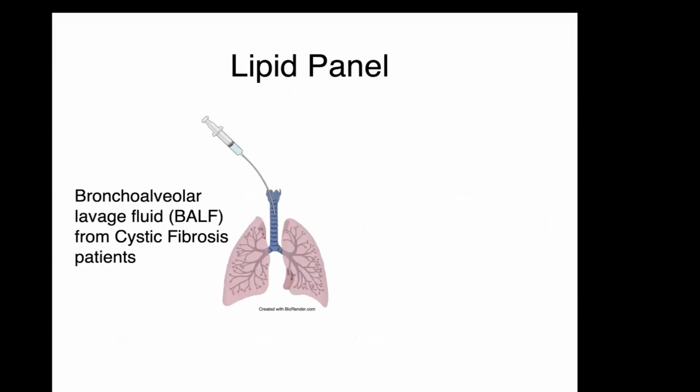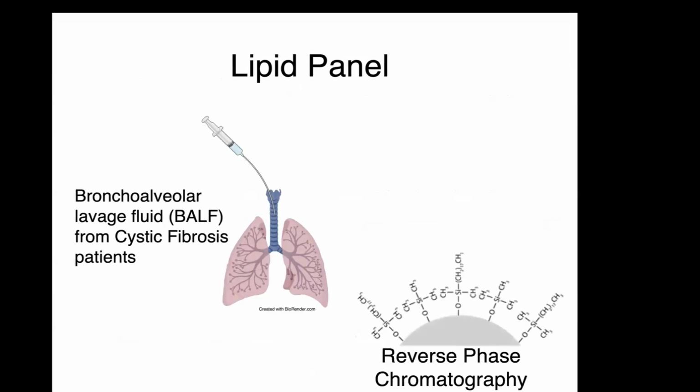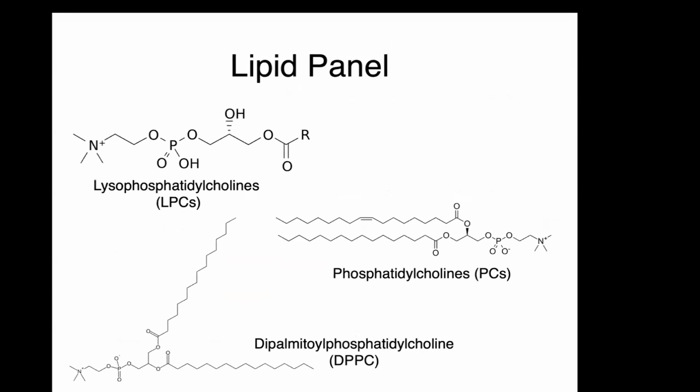Another example we looked at, which actually ties in quite well to our lectures, I didn't actually know the example that John Yates was going to discuss, was samples of bronchoalveolar lavage fluid from cystic fibrosis patients. So in this study, they wanted to look at various lipids in these samples. And because we were looking at lipids, we used a reverse phase chromatography technique. So in this case, we were looking at some specific LPCs, PCs, and DPPC. And this is a quite simple analysis where we're going to target specific lipids of interest.